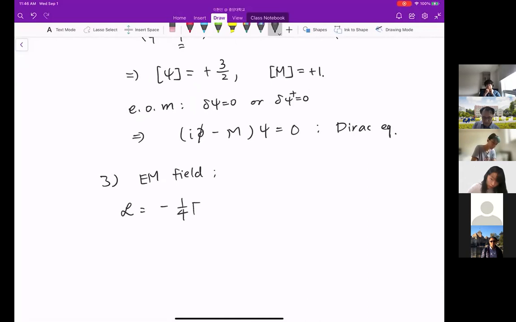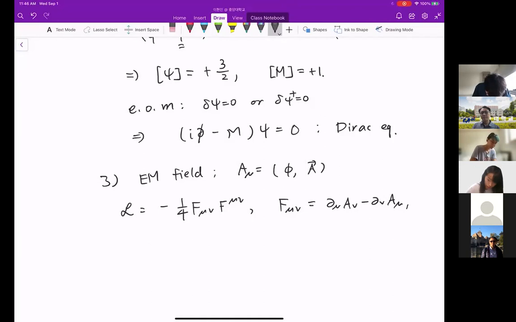can be written down here, F mu nu. So F mu nu is given by the gradient of the four-vector, the gauge field A mu. So A mu is the electromagnetic field composed of the scalar electrostatic potential and vector potential in electromagnetism. So those are combined into this gauge field. So this is the Maxwell field.